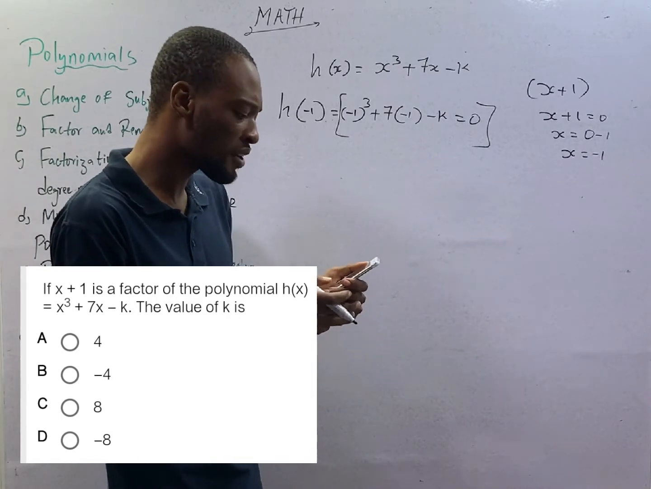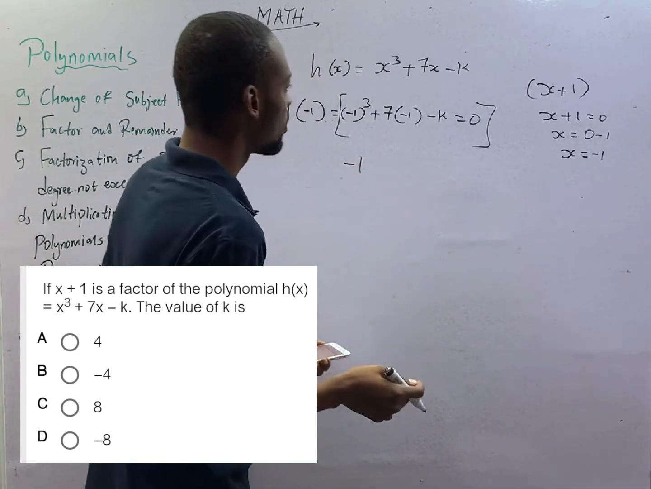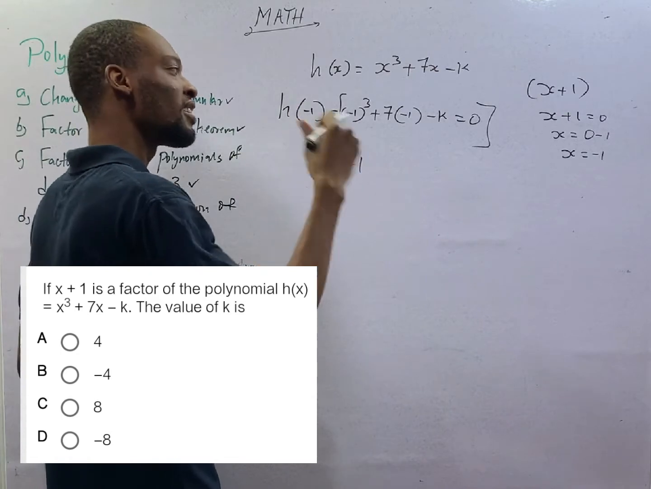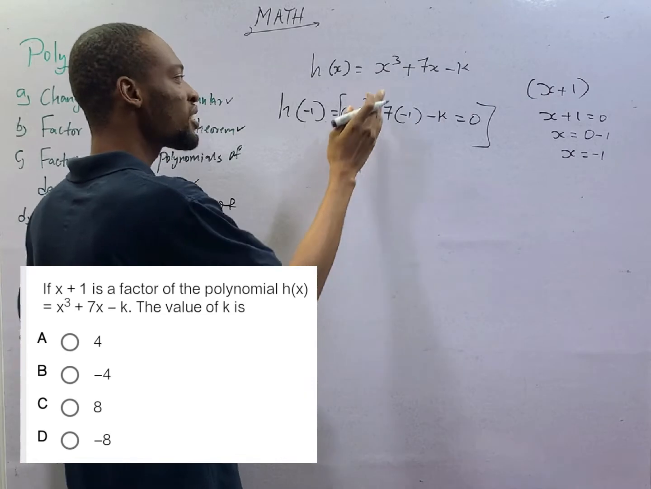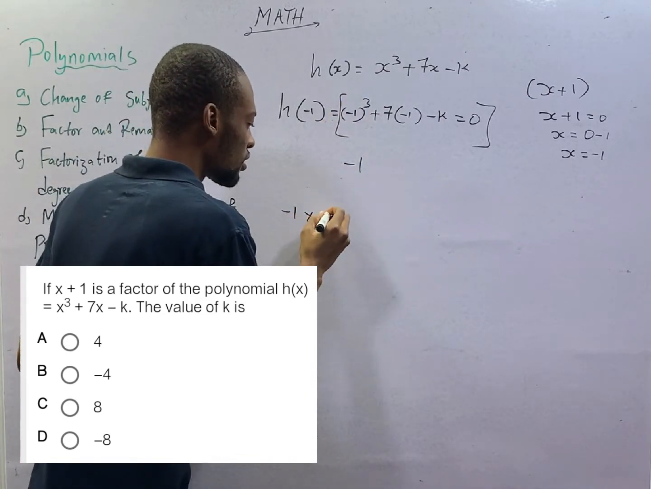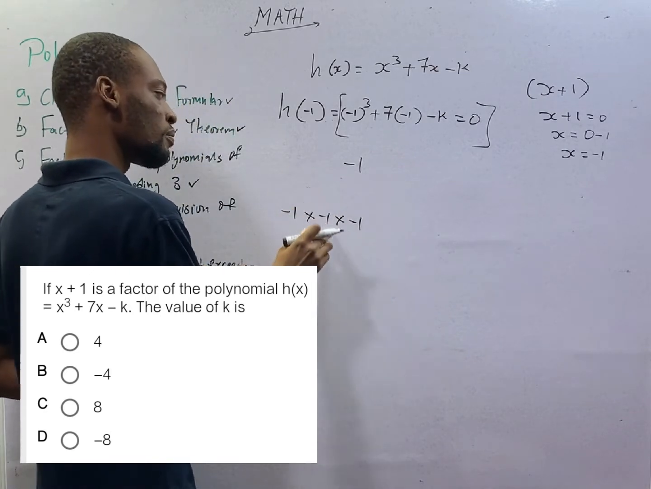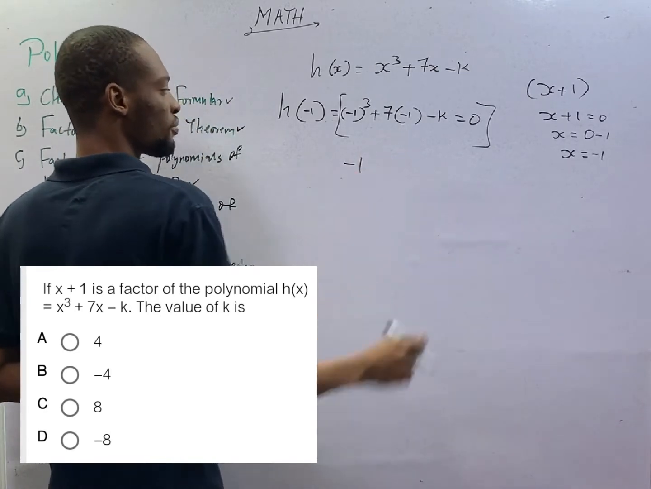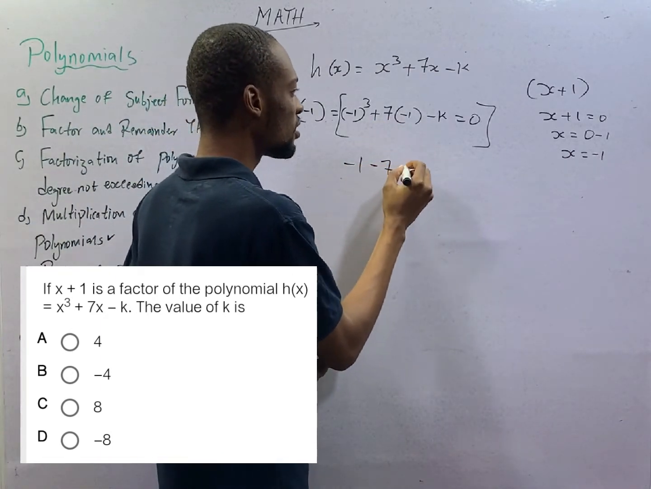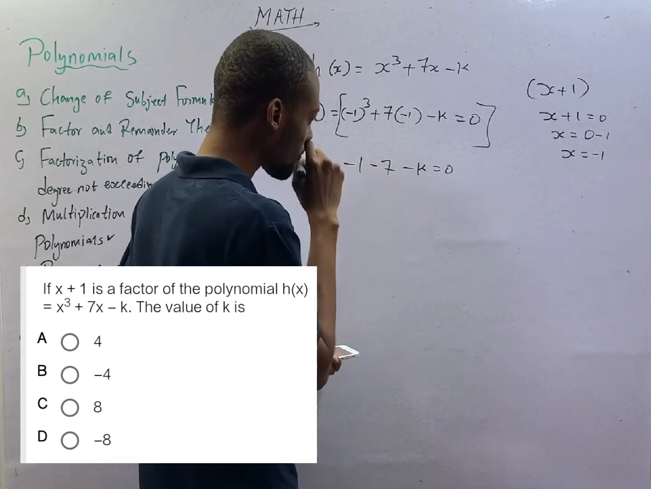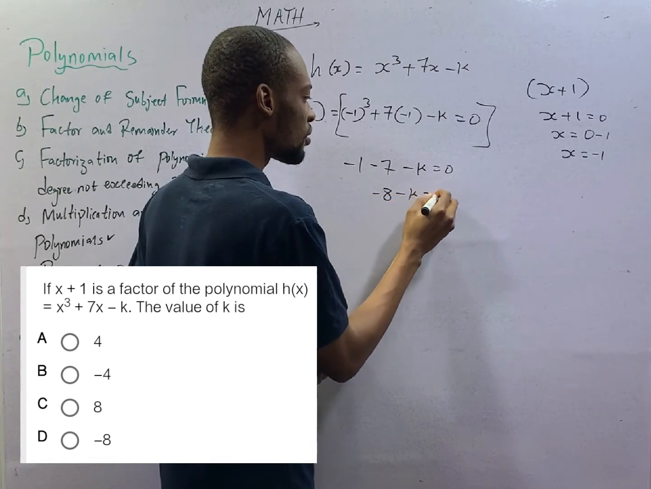Minus 1 raised to the power of 3. If I am not so wrong, this will give us minus 1. Or in other words, minus 1 cubed is minus 1 times minus 1 times minus 1. Minus 1 times minus 1 is plus 1. Plus 1 times minus 1 is minus 1. Plus 7 times minus 1, that is minus 7, minus k is equals 0. Minus 1 minus 7, that is minus 8, minus k is equals 0.